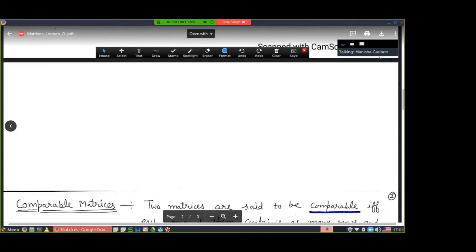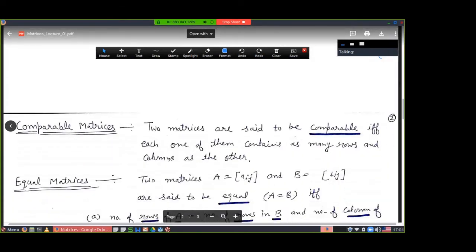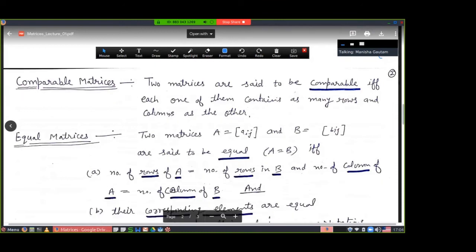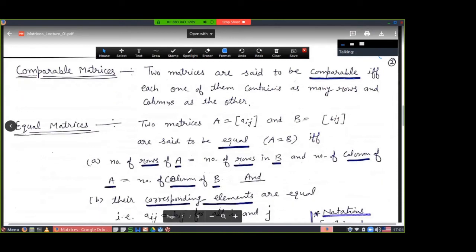Here is the type: comparable matrices. As it is written on the board, two matrices are said to be comparable, underlined, if and only if each one of them contains as many rows and columns as the other. It means if two matrices have the same rows and columns, then the matrices are comparable. The second matrix type is equal matrices.